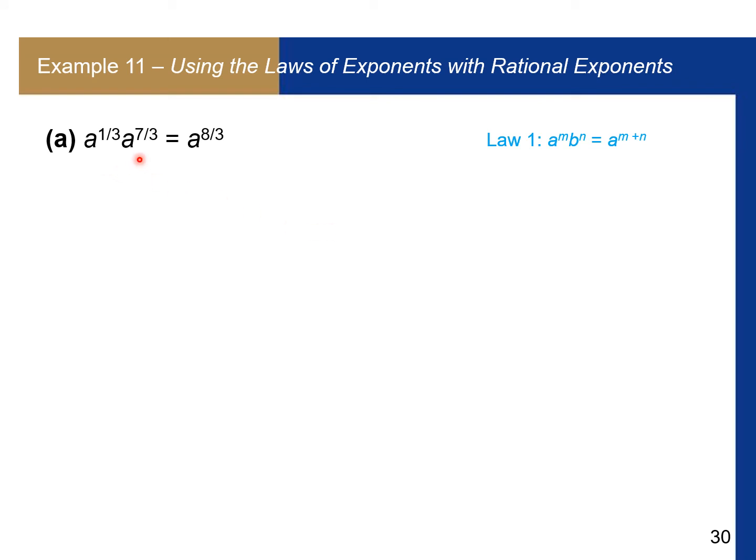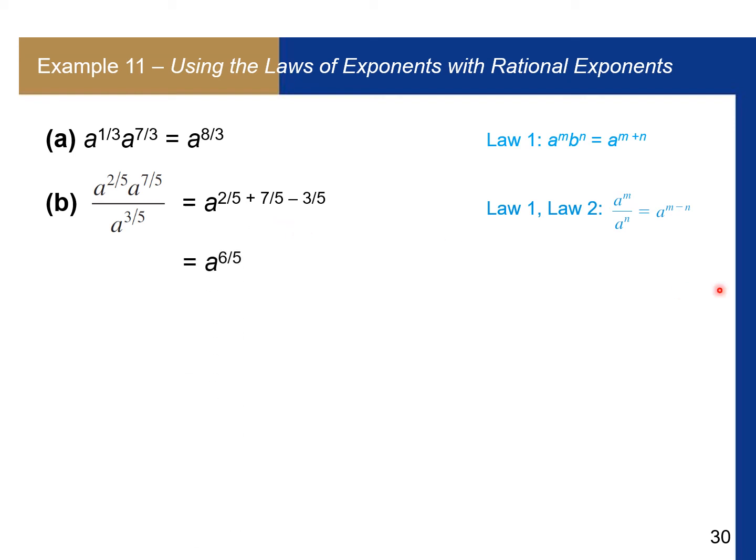Okay, laws of exponents here say same base, I add the exponents, so I would just get 8/3. Here again, I'm going to add my exponents on the top, so I will have 9/5 on the top over 3/5 on the bottom, and that means I would subtract the 3/5. So I'll have 2/5 plus 7/5 minus 3/5, and that'll be a to the 6/5.